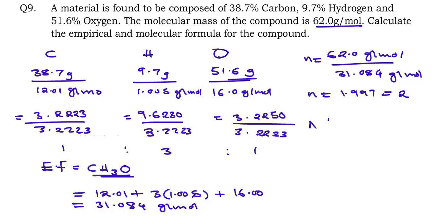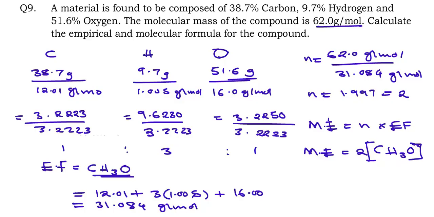The next thing is to find the molecular formula, which is given by N multiplied by the empirical formula. N is 2, and the empirical formula is CH3O. Multiplying by 2, carbon becomes 2, H3 times 2 gives 6, and oxygen becomes 2. So this is how simple you can handle this kind of question. Let's go ahead and do question 10.